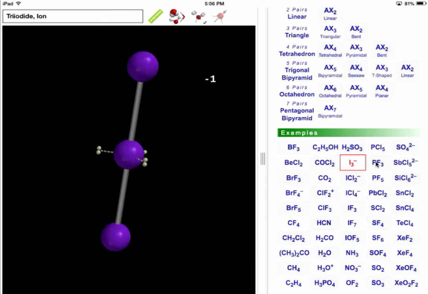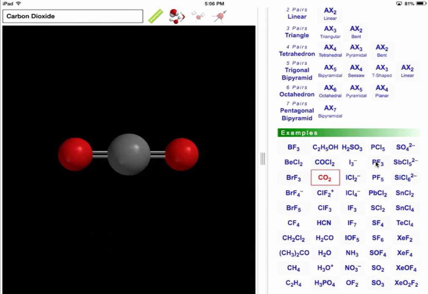And let's do CO2. So for CO2, you've got carbon, which has 4 valence electrons, and 2 oxygens. Each of the oxygens has 6. So that's going to be a total of 16 altogether. And remember that when you have double bonds, you just count those once in terms of the AXE form. So this has an AXE form of AX2, and that corresponds to linear.